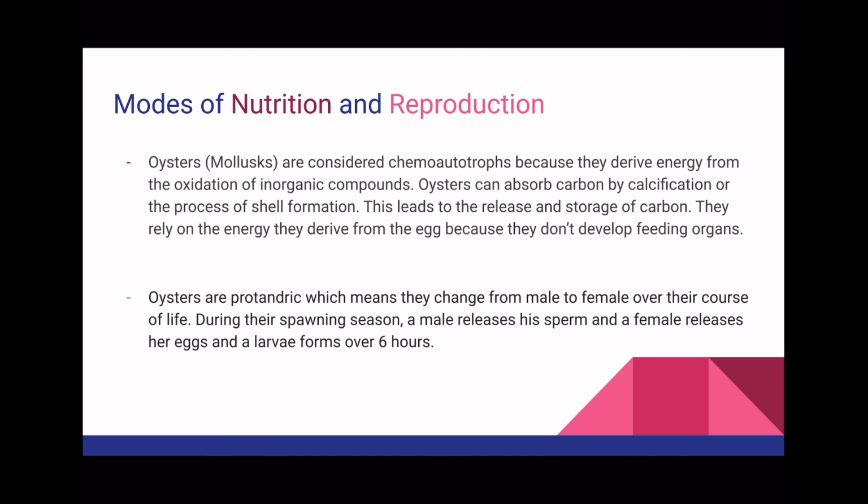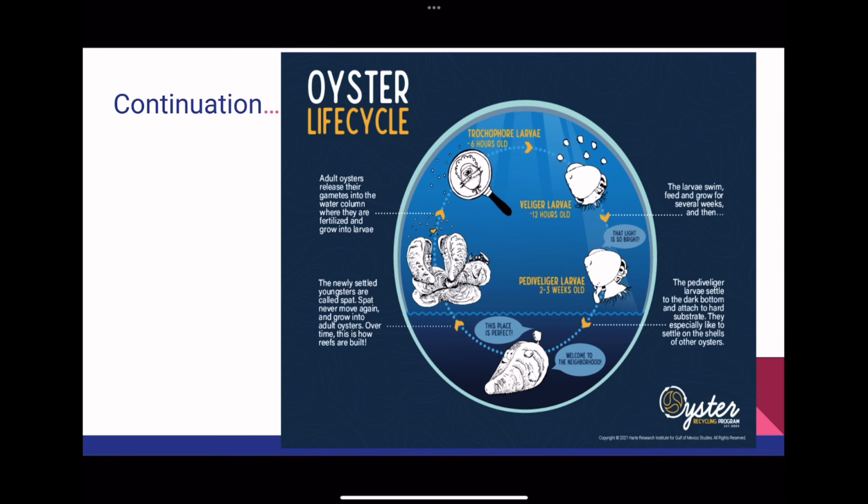Oysters are protandric, which means they change from male to female over the course of life. During the spawning season, a male releases his sperm and a female releases her eggs, and the larvae form over 6 hours. This is a picture of the oyster life cycle.